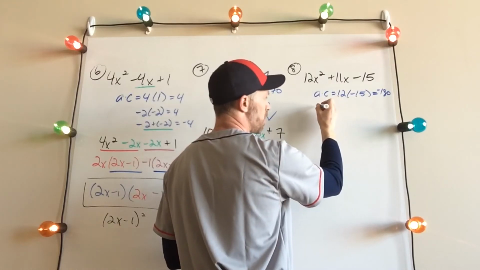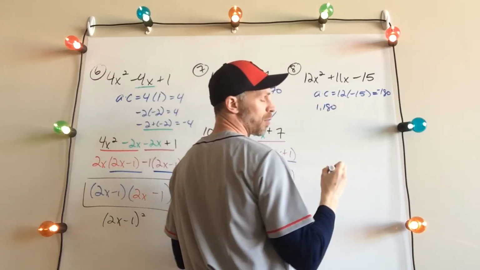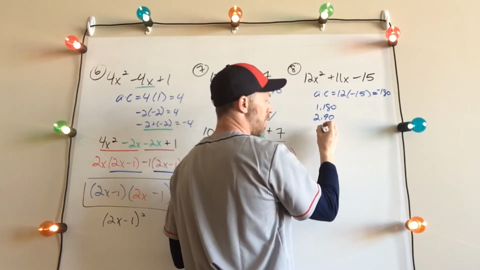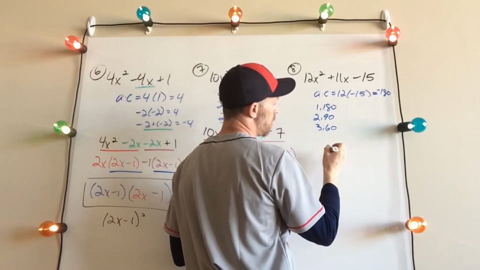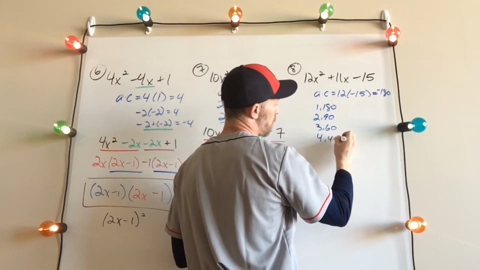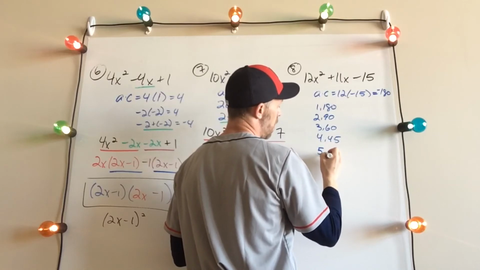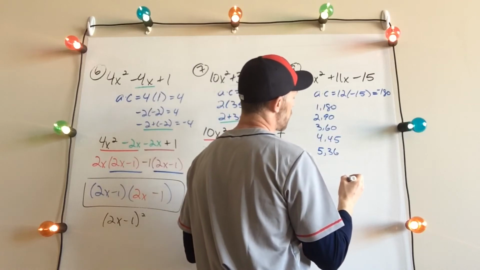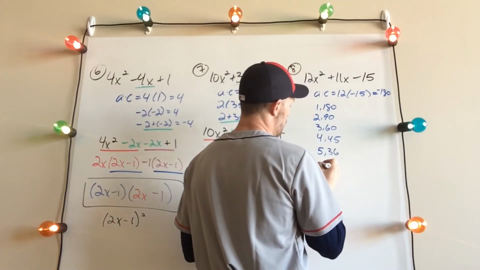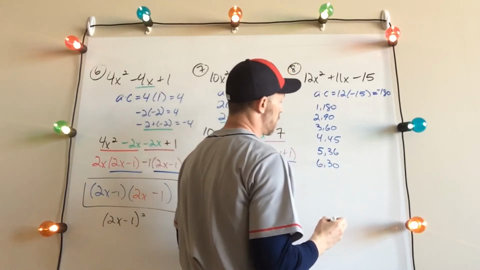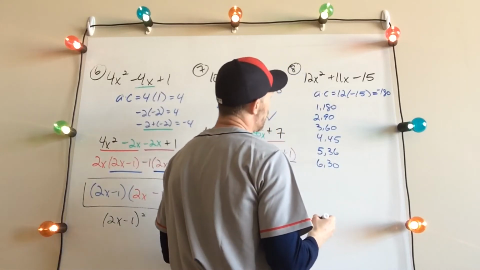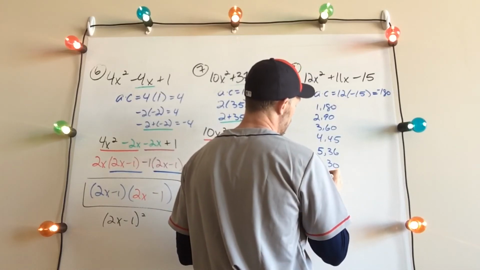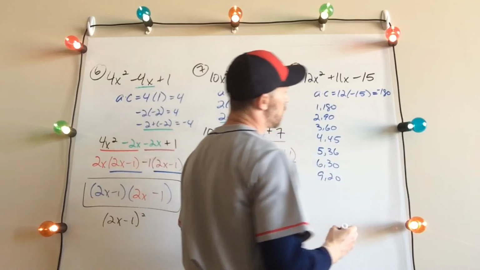Wow, I need to write some things down. I know 1 and 180 will not work, but I need a place to start. 2 and 90, that's a no. 3 and 60, that's a no. 4 and 45, that's a no. 5 goes in 3 times with 3 left over. 5 and 36, that's also a no. 6 and 30, that is a no. 8, nope. 9 and 20, there we go.